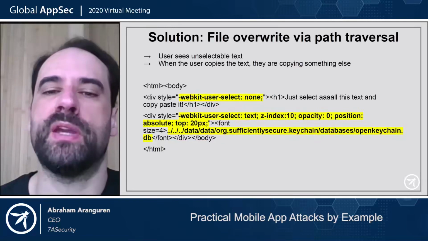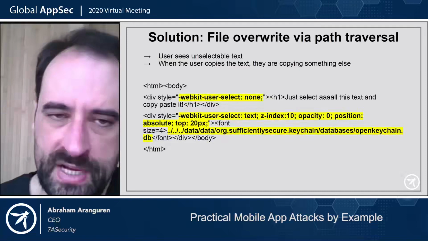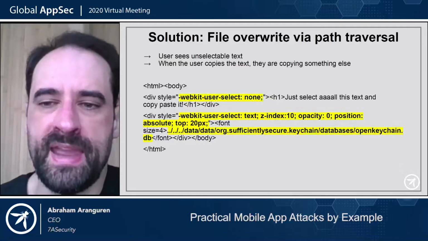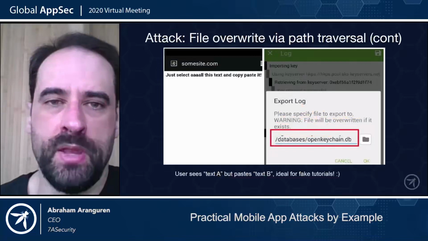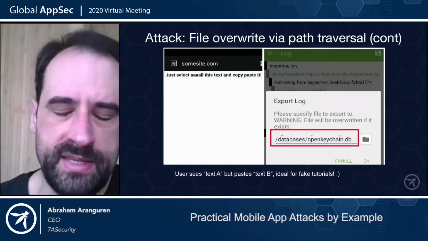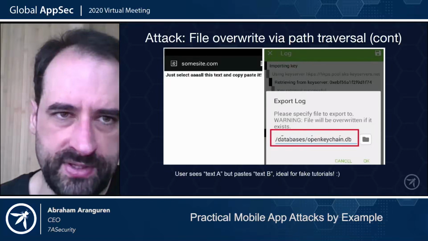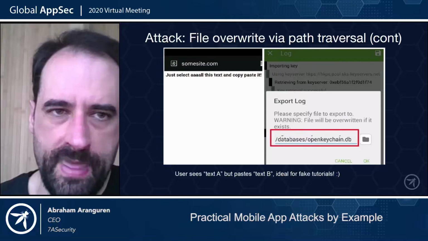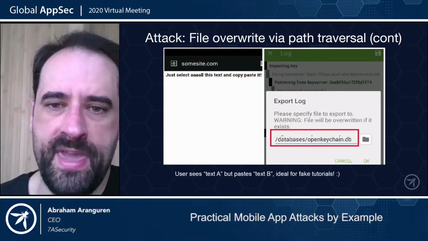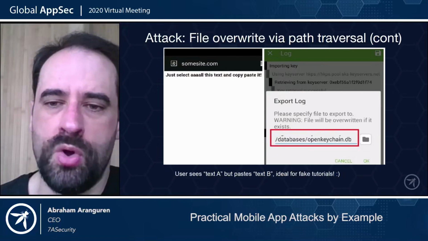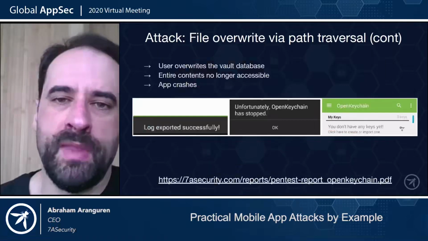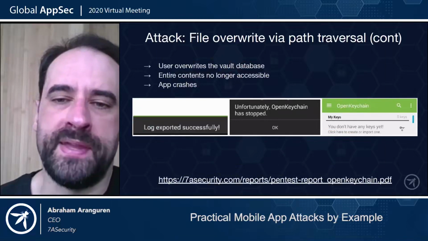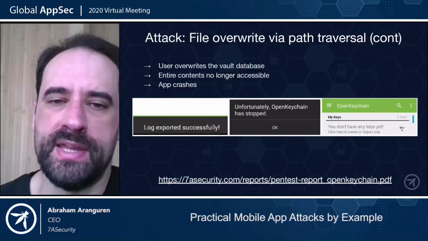So for example, if you have a fake tutorial and the user is copy pasting all the stuff to follow some steps, then they can get this, right? So in this website, this mobile app, the way this looked was just select all this text and copy paste it, right? So you have some site, and when the user copies this, in reality, they are pasting something else here, right? So when you click OK, then you would crash the app because we are basically overriding one of the files in the application.